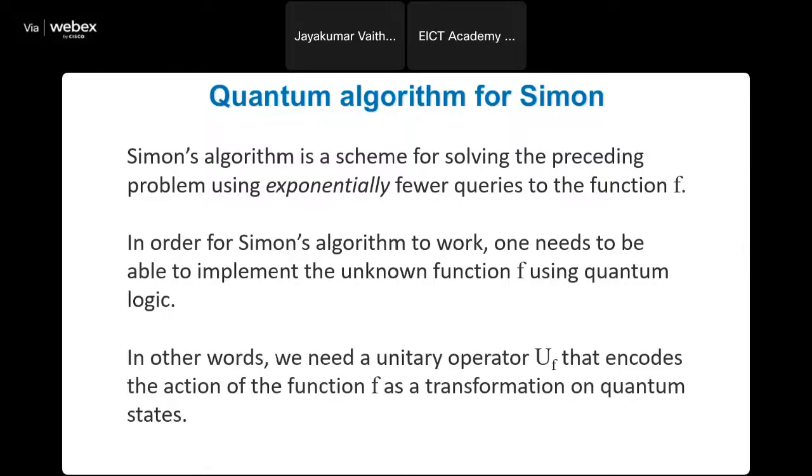So what operator do we need to use? We need to use a unitary operator. If you are using a unitary operator, it is reversible. Then it encodes the action of function f as a transformation of quantum states. Each and every time you do any operation, it will be considered a unitary operation. So this makes it easy for Simon's algorithm to retrieve previous states.